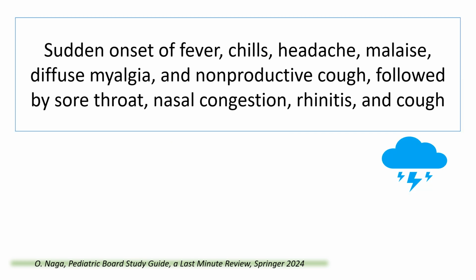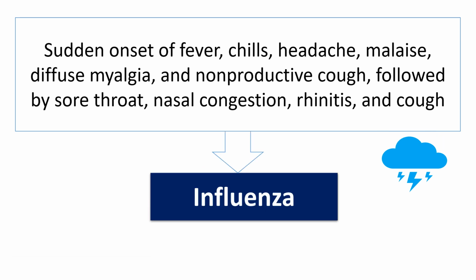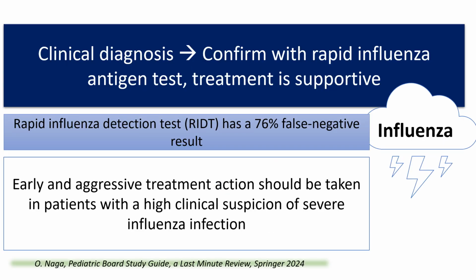Sudden onset of fever, chills, headache, malaise, diffuse myalgia, non-productive cough, followed by sore throat, nasal congestion, rhinitis, and cough during the winter season. What is the most likely cause? Influenza. If you have a child presenting with sudden onset of fever, headache, body aches, chills, ill-looking, inability to walk, or tenderness of calf muscles, or myositis or myocarditis during influenza season, this is influenza. It is a clinical diagnosis.